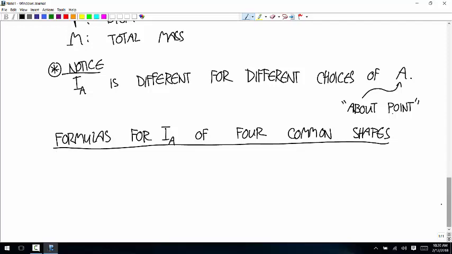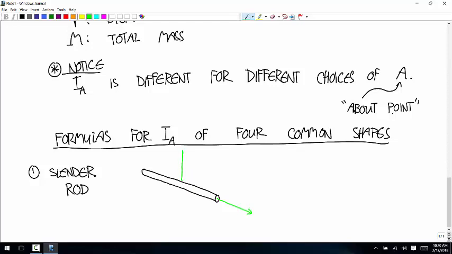Okay, so first is a slender rod. Okay, so call this X, this y, and this z.